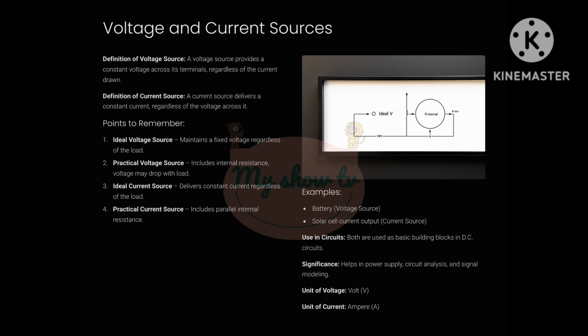Points to remember. 1. Ideal voltage source maintains a fixed voltage regardless of the load. 2. Practical voltage source includes internal resistance, voltage may drop with load. 3. Ideal current source delivers constant current regardless of the load. 4. Practical current source includes parallel internal resistance. 5. Examples: battery, voltage source; solar cell current output, current source.